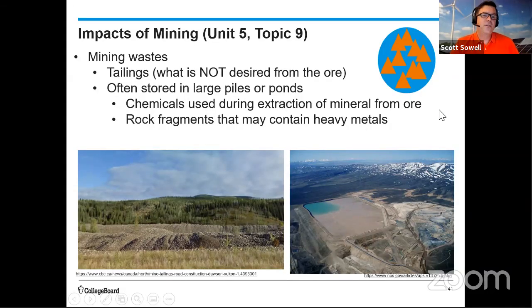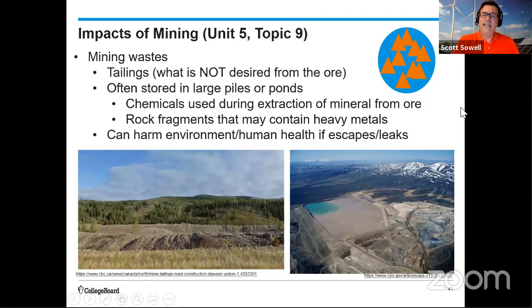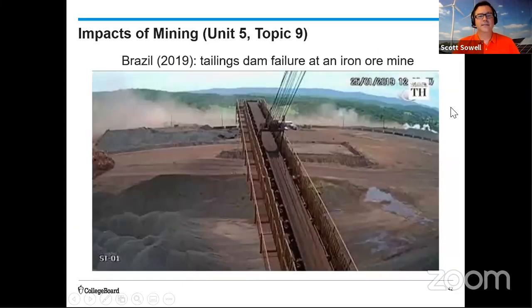And why do those need to be stored and taken care of? Well, they could contain fragments of rock that might have heavy metals in them. We wouldn't want those heavy metals getting into our waterways. And it also could have chemicals used in the extraction process. So these things have to be carefully monitored. And if there is a break in these dams or these piles get exposed to rainwater and runoff or even into surface waters, that's going to cause a lot of environmental and human health impacts.